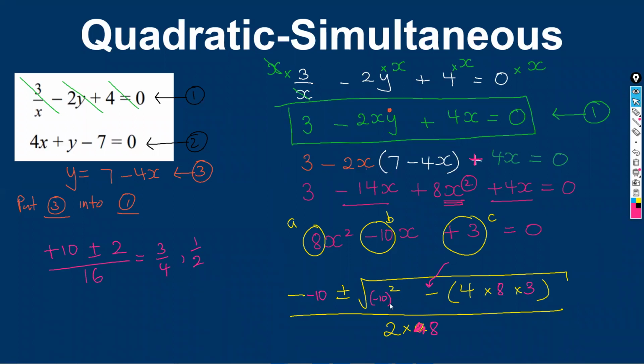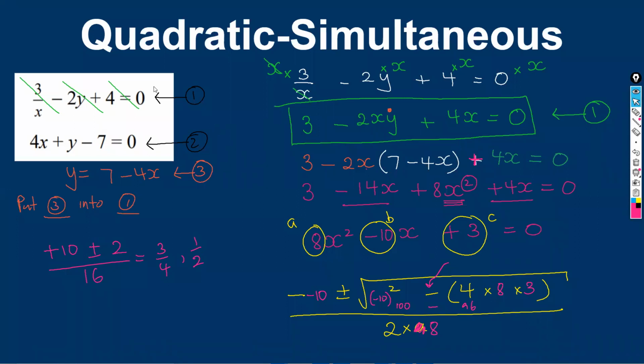Right? So well, when you work out this piece underneath here, minus 10 squared is 100. 4 by 8 by 3 is 96. So you end up with 100 minus 96, which is 4. The square root of 4 is 2.